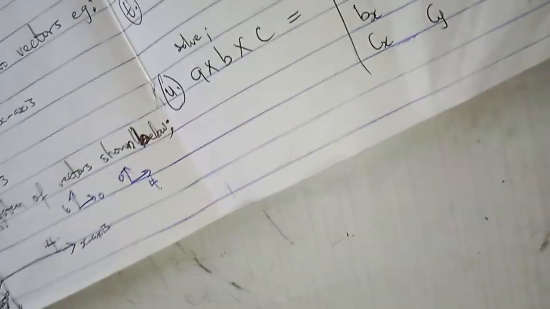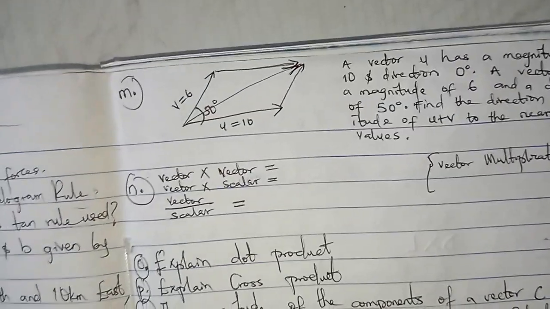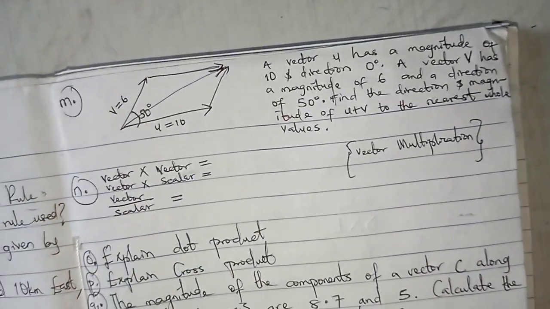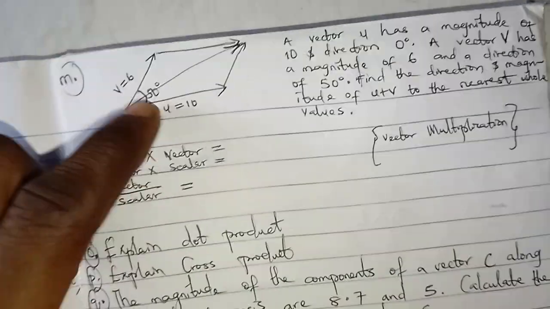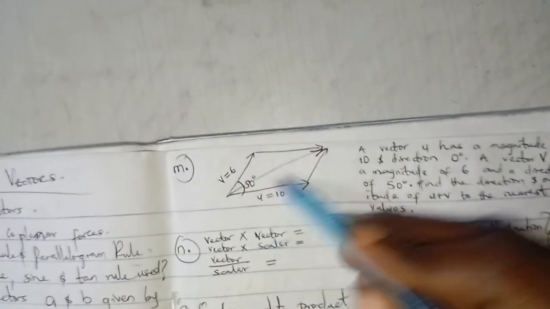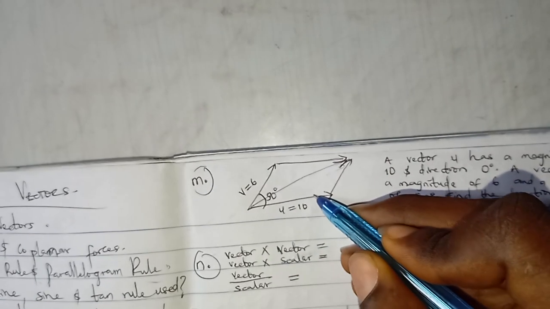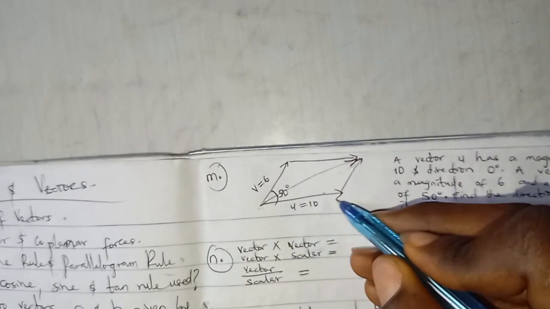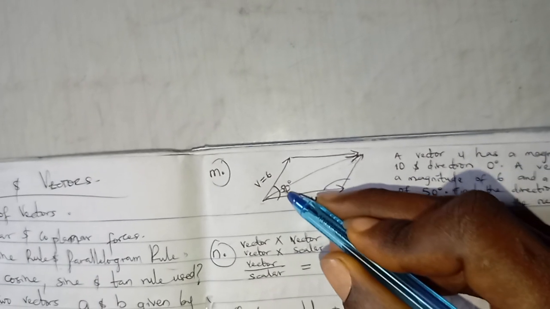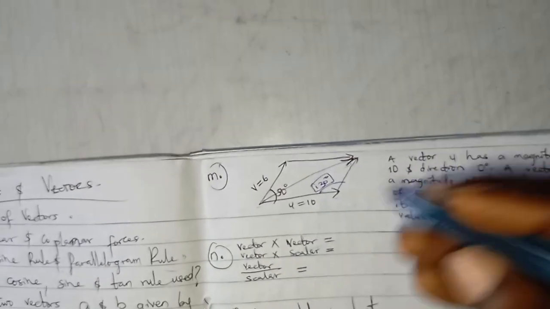The next one says, we've done something like this. It says a vector, find the magnitude. So this is your assignment. I want to quickly move to vector product. All you just need to do is to say, notice that we've done this. This is 50. Angles on a straight line, 180. Everything here should be 180. So I do 180 minus this 50, 130 degrees. So this is the angle I will be using.